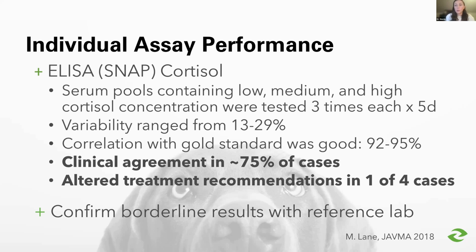And this bias was most severe in that low to mid-range cortisol level. Although the correlation with 2 different reference labs was good, clinical agreement occurred only in 75% of the cases. That means that the results of the SNAP cortisol would alter treatment decisions 1 of 4 times. So the conclusions of this study were that borderline SNAP cortisol results should be confirmed with reference lab methods.